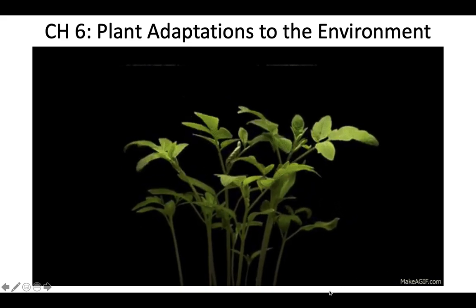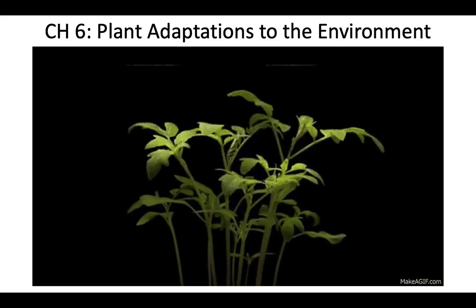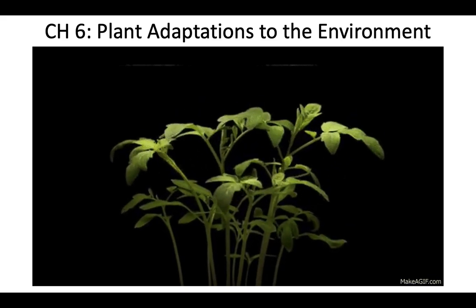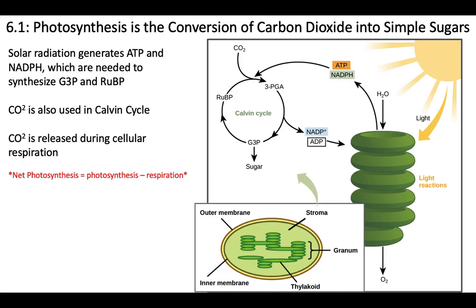Okay, let's talk about plant adaptations to the environment. First, I want to do a little review of photosynthesis. Hopefully, you remember this from Gen Bio. Maybe you don't. It's maybe been a while. Let's do a little review. Photosynthesis is the primary way that energy enters into ecological systems, and so it's really important to at least know the basics and the main primary function of it.